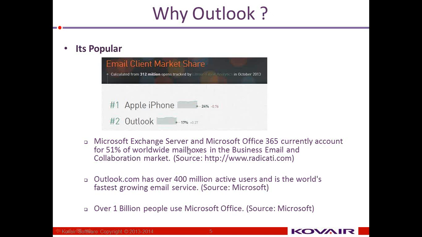So Microsoft Exchange Server and Microsoft Office 365, these are the new offerings from Microsoft for email, and they currently account for 51% of worldwide mailboxes in the business and the collaboration market. This is from a source called Radicati. And Microsoft themselves claim that Outlook.com has over 400 million active users, and it's the world's fastest growing email service. So this is the Outlook that is provided as a service. And overall, more than 1 billion people use Microsoft Office. That's also stated on the Microsoft site.